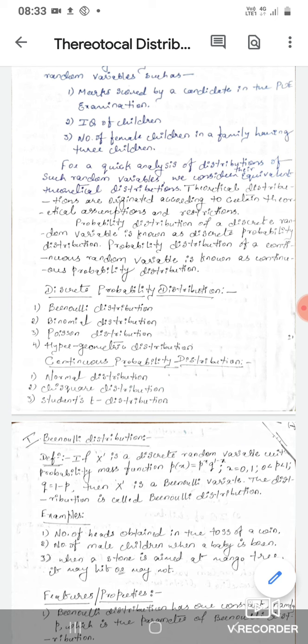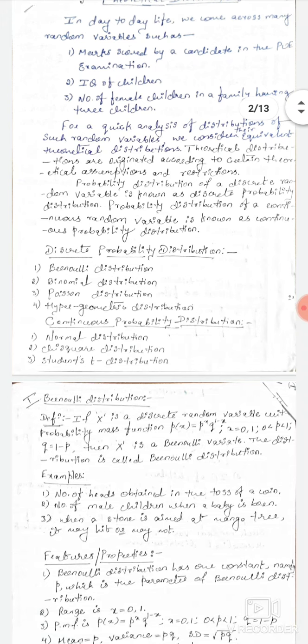Here, theoretical stands for expected values or estimated values or calculated values. Theoretical values or theoretical frequencies are nothing but expected values or estimated values. Theoretical distributions are originated according to certain theoretical assumptions and restrictions.